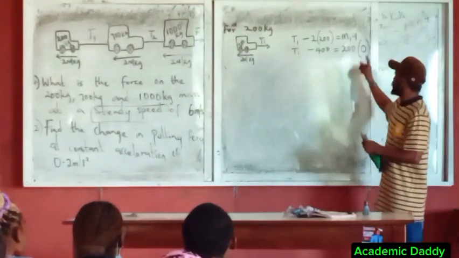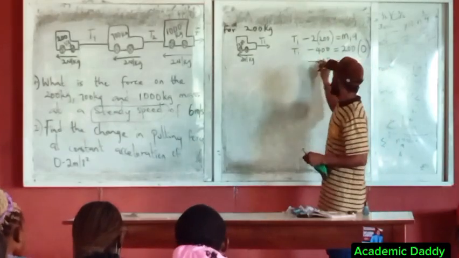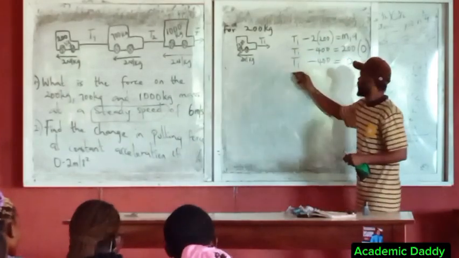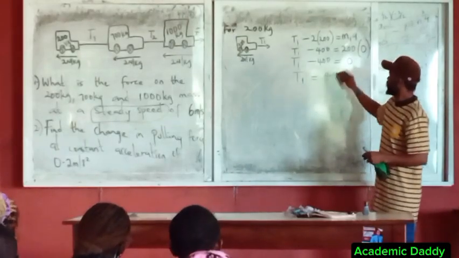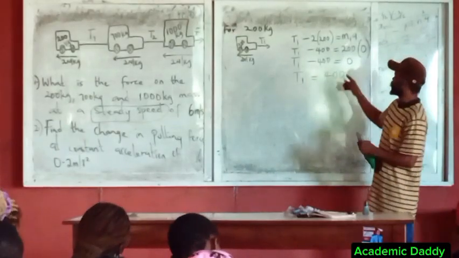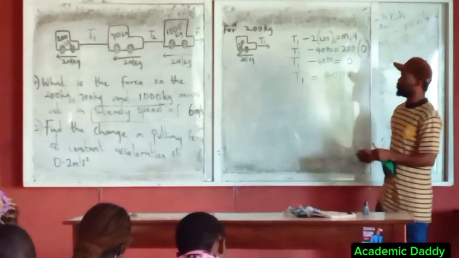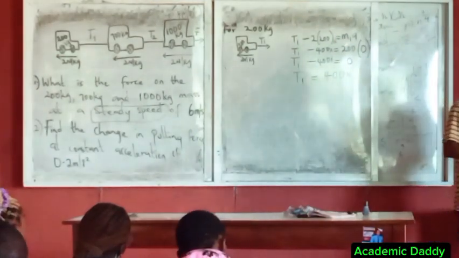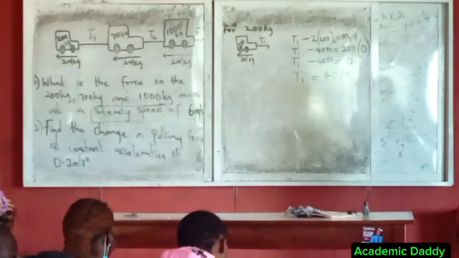So you know that 200 times 0 is going to be what? So 400 minus T1, which means that T1 will be equal to, cross the equality sign, 400. And remember that this is in Newton. So please, tension is the opposing force and is especially found on rope or string. So you need to know that.